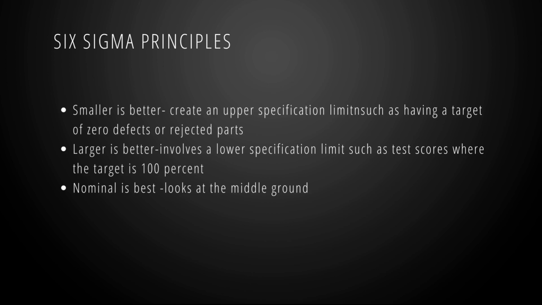Under the Six Sigma framework, we also have what we call the principles of Six Sigma. We have smaller is better, larger is better, and nominal is best. So with smaller is better, it creates an upper specification limit, such as having a target of 0 defects or rejected parts. With smaller is better, it ensures that the company attains 0 defects for products and services.